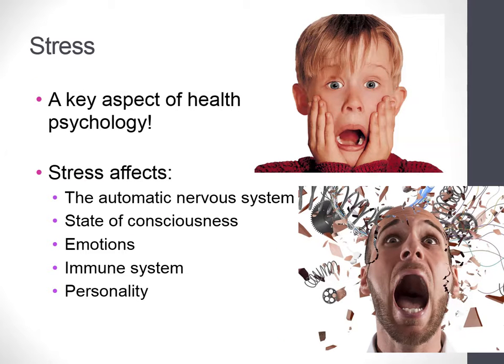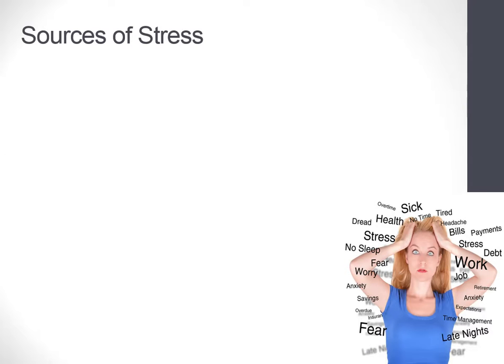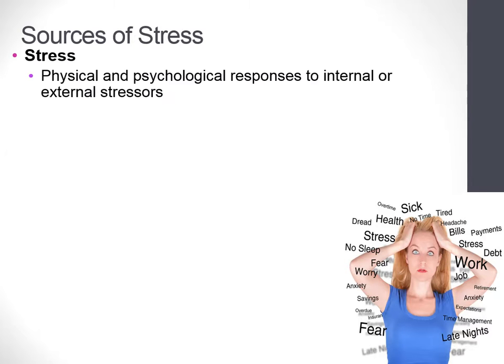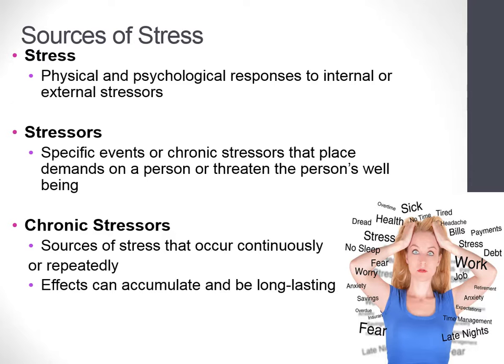A key aspect of health is stress. Stress affects the autonomic nervous system, state of consciousness, emotions, your immune system, and personality. Stress is the process by which we perceive and respond to certain events that are called stressors. Stressors are things we view as threatening or challenging, and they can place demands on a person.